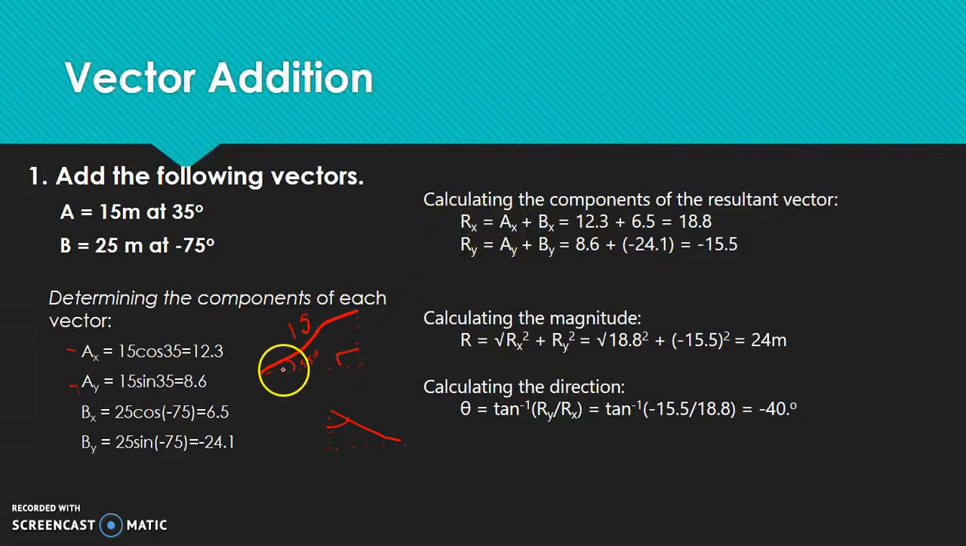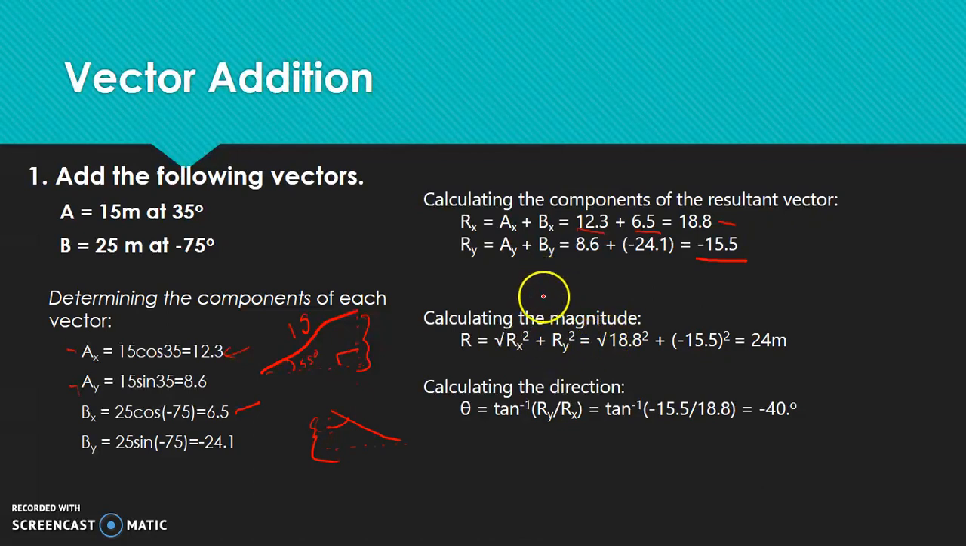In order to get the horizontal component, you're going to plug in 12.3, which is what you calculated for that A horizontal, plus 6.5, which is the horizontal from the B vector, and we should get 18.8. Do the same thing for the vertical components. You're going to add the two vertical components, and you should get negative 15.5.